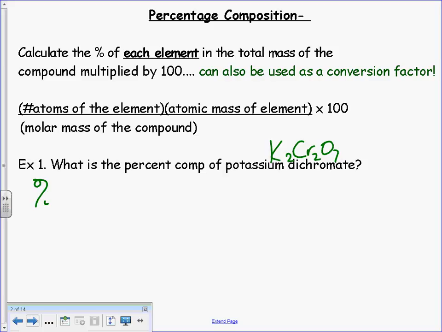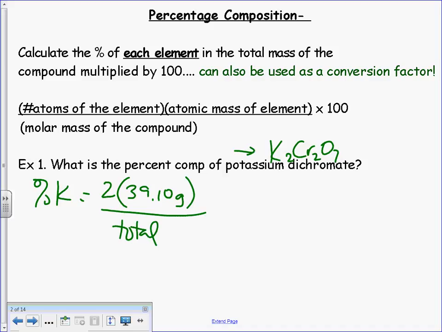So potassium's percent is 2 of the potassiums, because there's a subscript of 2, times its atomic mass, 39.10 grams, if you look on your periodic table, over the total. So the total molar mass there, I thought I had written down. I'm just going to set it up for you guys. I'm just going to put total. It's the total of everything here, and then the last bit is you're going to multiply by 100. Do you remember this? This is very easy, but you should be able to do this for every element within the compound.